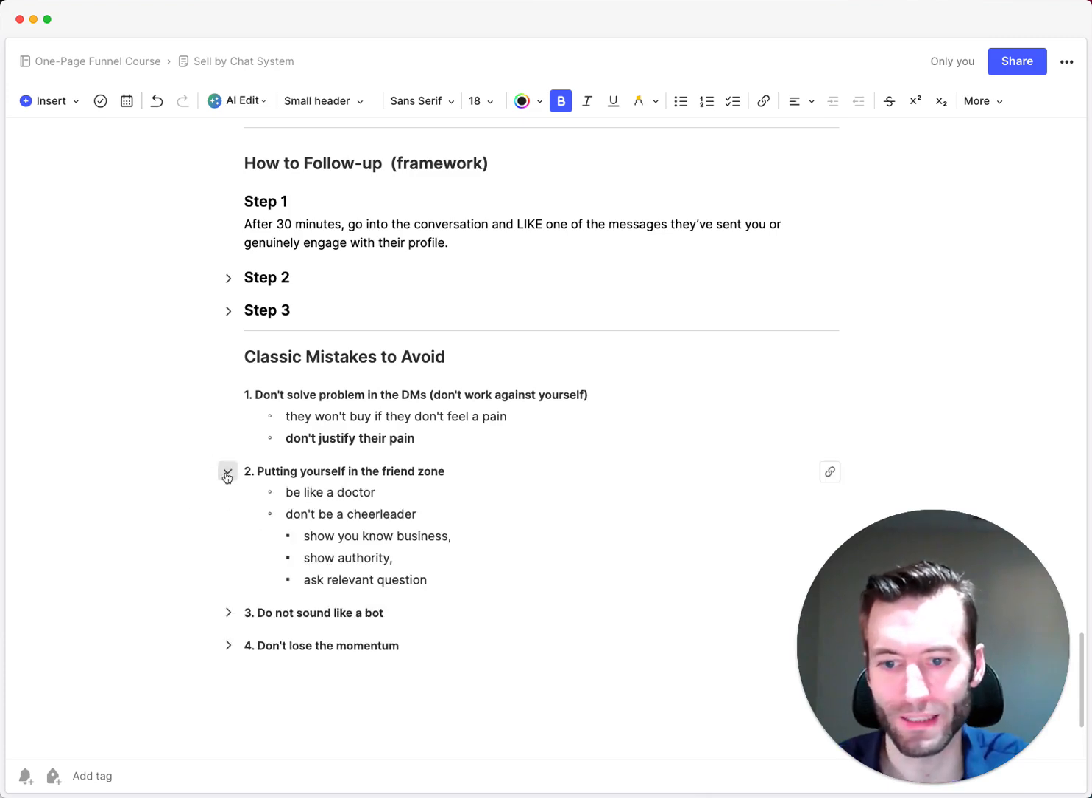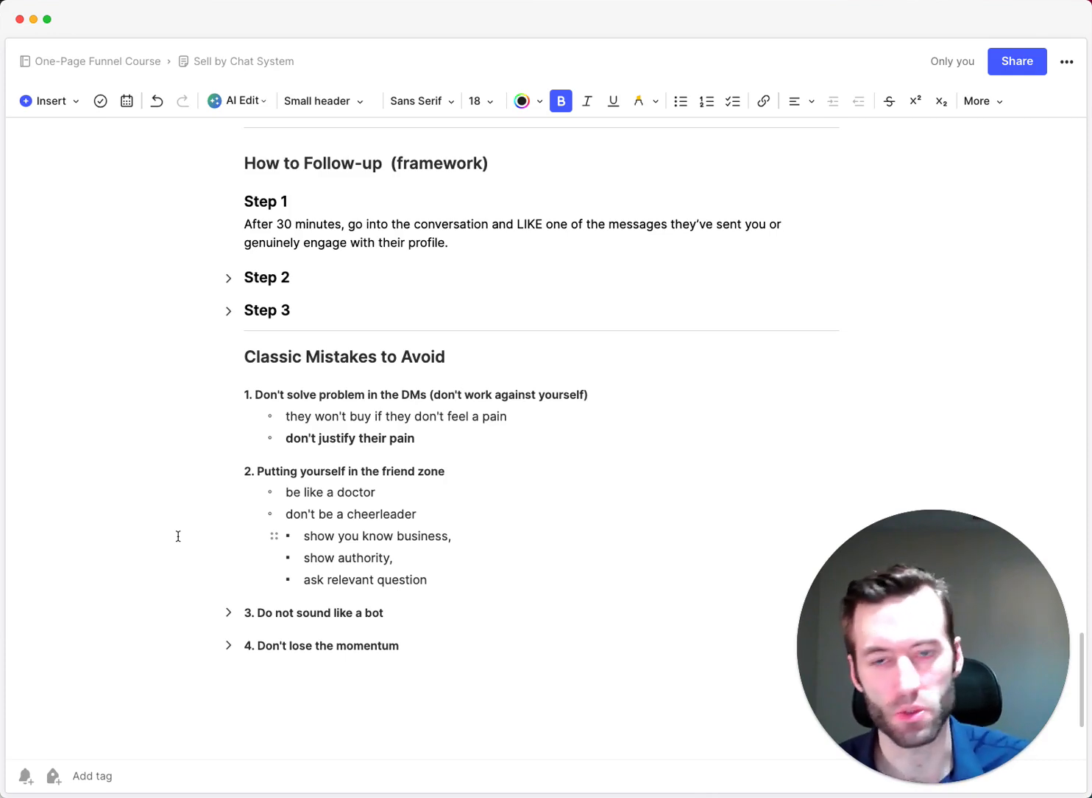Number 2 is always make sure you're not in a friend zone, right? So always act like a doctor. Don't be a cheerleader. Don't do too much small talk. Don't be too friendly. It is a sales conversation and you need to control it. So show you know your business, show you have authority, ask good and relevant questions. And if you do that, you won't be put in a friend zone.